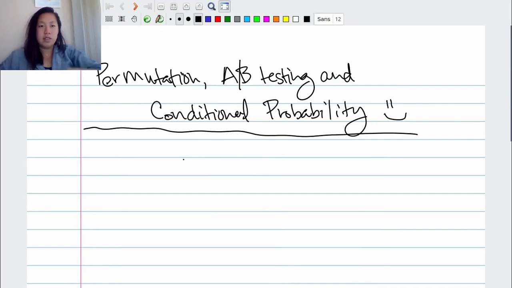Recording a quick video on permutation, A/B testing, and conditional probability, which is all stuff that's kind of shoehorned into the last week of discussion.